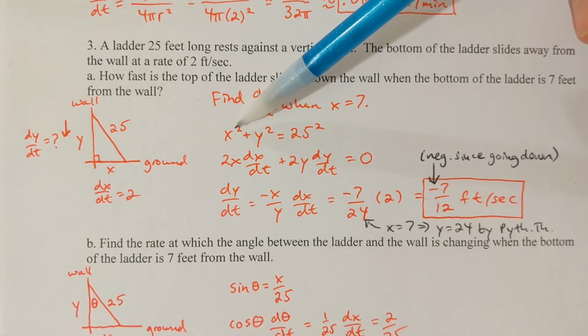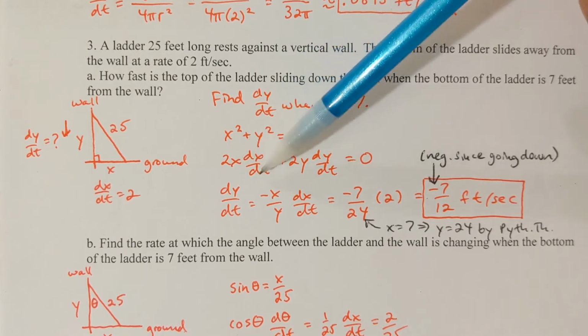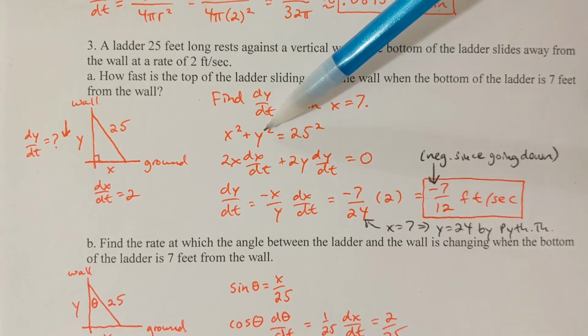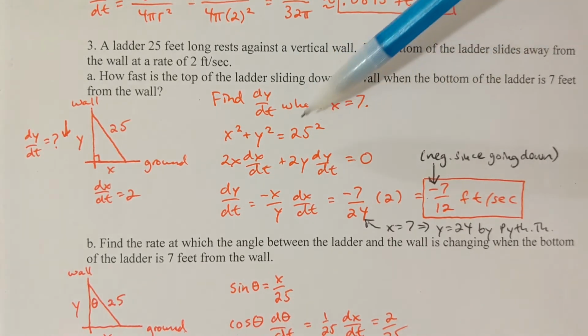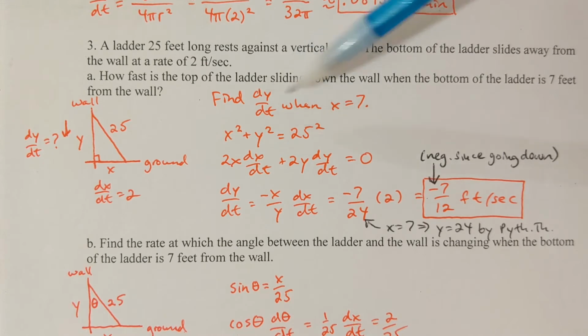Let me do that now. So you're going to have the derivative of x squared with respect to time t would be 2x dx dt, and then plus the derivative of y squared with respect to time t would be 2y dy dt. The derivative of a constant is always 0. Okay, now we want to find dy dt when x is 7.